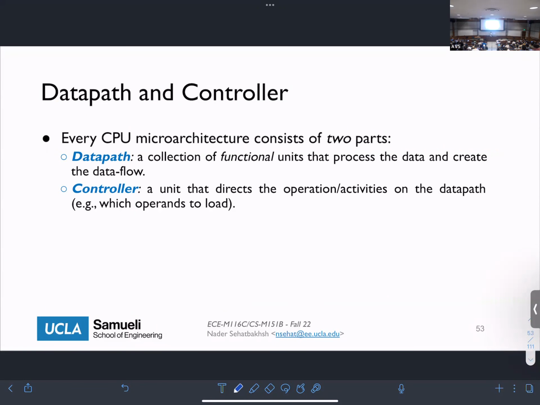When we think about the whole thing, every CPU has two major components, the data path and the controller. The data path is the functional units: the instruction memory, the PC, the register file, and all these wires and elements that we connect to each other. That is called our data path. And the controller is the one that tells each of these components what to do, whether you have to read or write, how many bits you need to read, and all those things. Think about the controller as someone who conducts a big orchestra and tells each person what to do. Okay?